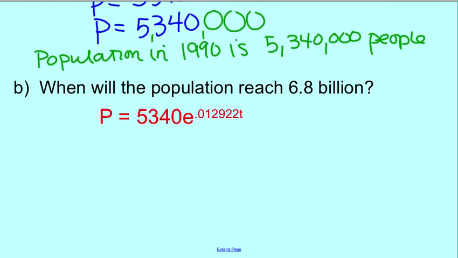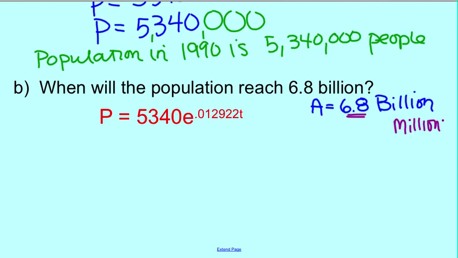Part B, when will the population reach 6.8 billion? So that's going to be our end amount. A equals 6.8 billion. Now that formula was in millions, so we have to change this to a millions value. So we're going to move the decimal 3 places to the right. 6800 equals now our A.